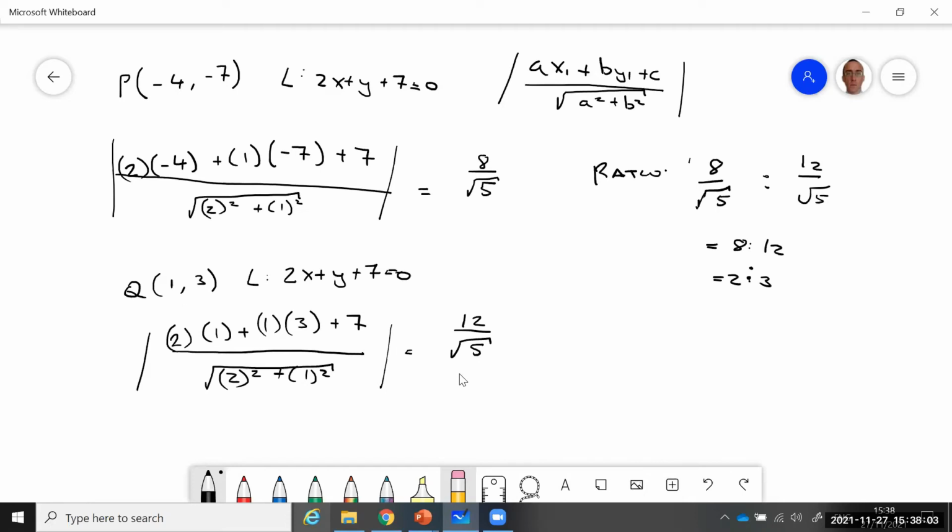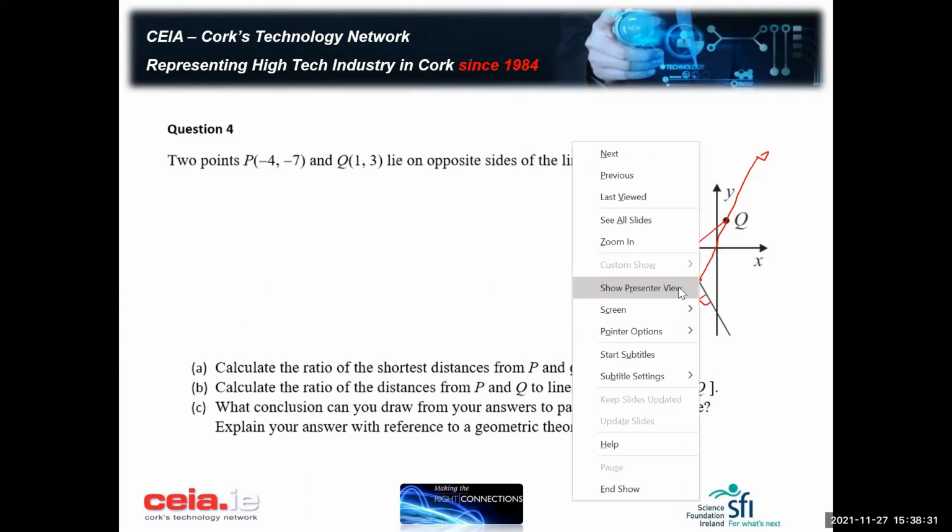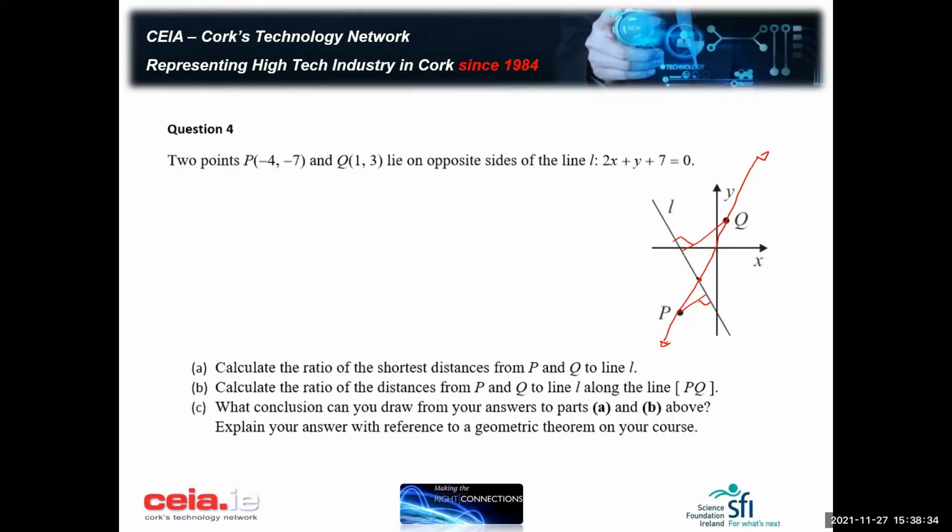Okay, so next part: calculate the ratio of the distances from P and Q to line L along the line PQ. So what he wants us to do now is, along the line that connects P to Q, which extends all the way to infinity, find the ratio of these distances. So that's the point of intersection there.